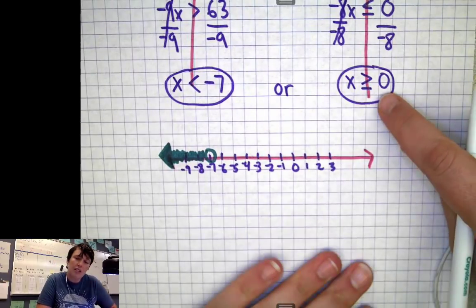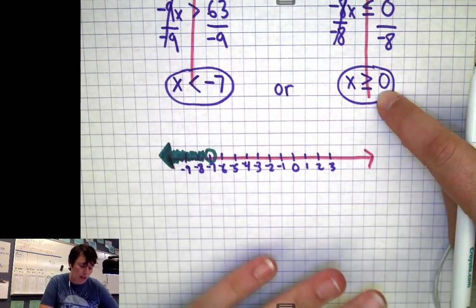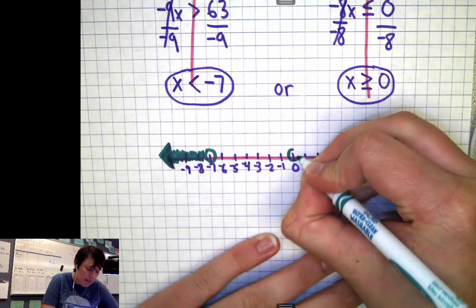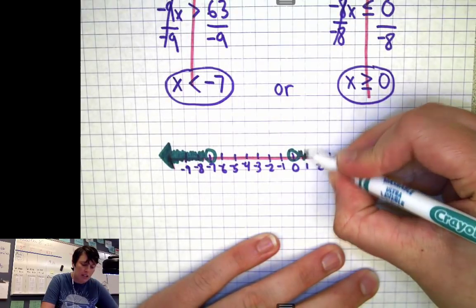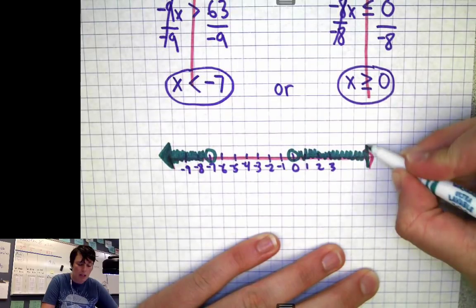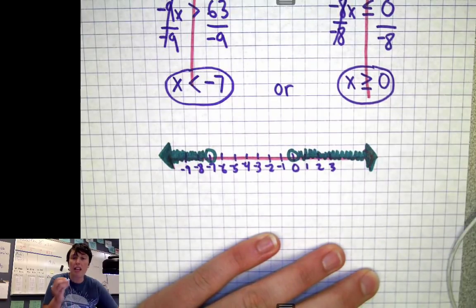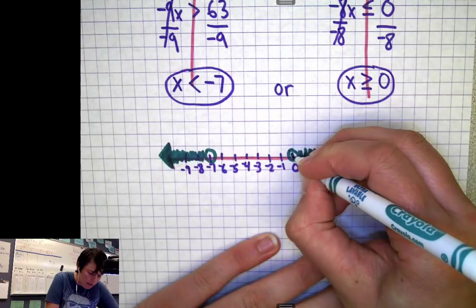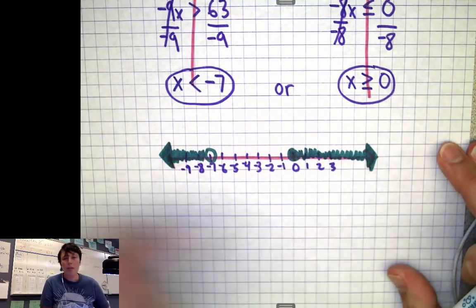Then I'm going to do x is greater than or equal to 0. So here's 0. Greater than or equal to, greater than means this direction to the bigger values. Again, I'm going to draw a big arrow to kind of emphasize that. And equal to means I get to make it solid. So here's my OR graph.